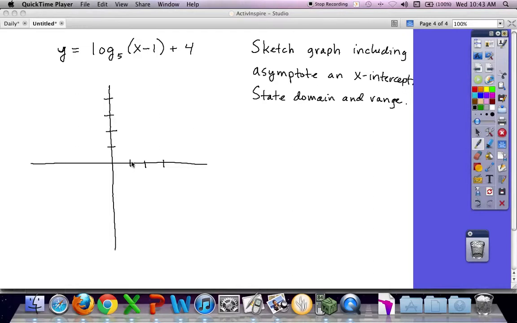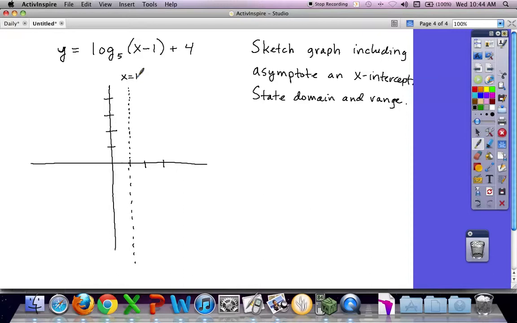x-intercept of 1. Right? This minus 1 in the function should shift the entire graph 1 to the right. That will include the asymptote. So here's my new vertical asymptote. Right, it is x equals 1.